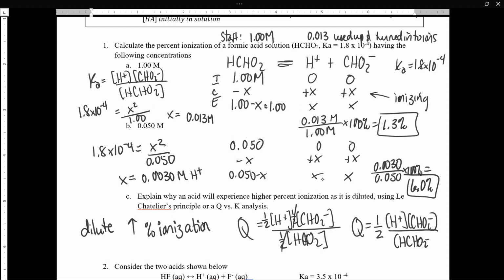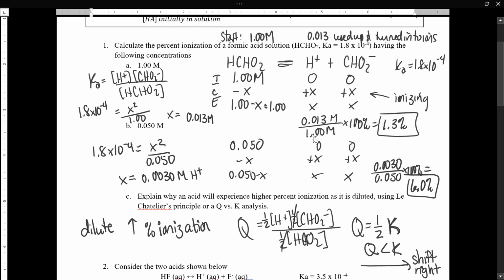And notice how this fraction, we have already defined what that is. That thing is K, right? This ratio is actually K. So let's rewrite this. We can say Q is equal to 1/2 times K. And if Q is 1/2 of what K is, that means that Q is less than K, right? Because it's 1/2 the value of K. And if Q is less than K, that means that the reaction is going to shift to the right. We don't have enough products, so the reaction is going to shift right. So that is why diluting increases the percent ionization. It's because when you dilute a solution, it ends up basically impacting your numerator more than your denominator mathematically here. So in order to reestablish equilibrium, your reaction is going to shift to the right and make more products.